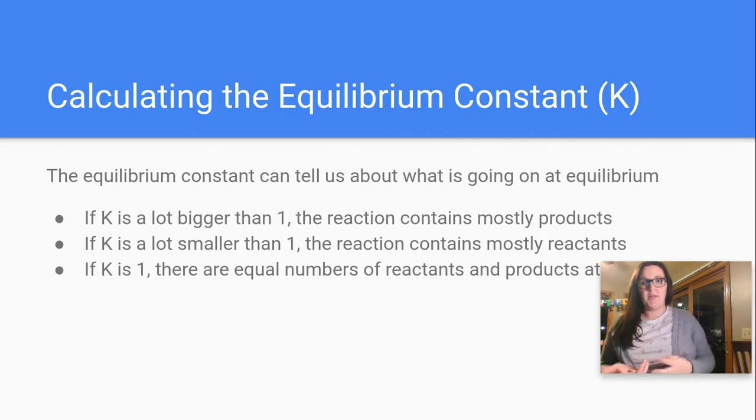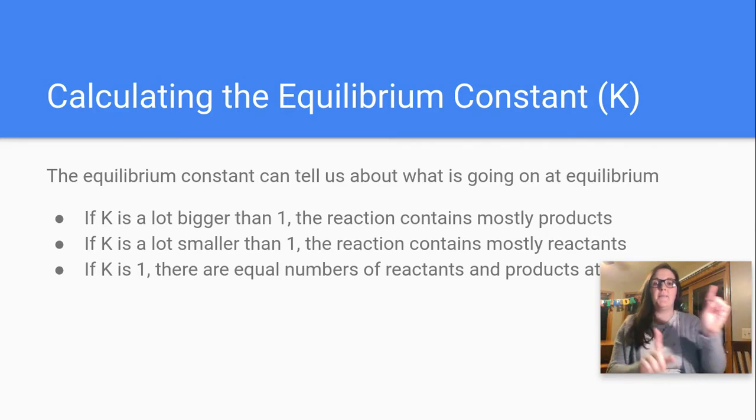If we have the opposite of that, where K is a lot smaller than 1, that means that the reverse reaction is proceeding faster than the reactants can break down and make new products. And then we have where K is equal to 1. This is rare, where we have equilibrium where the reactants are turning into products, the products are turning back into the reactants, and that's happening at the same time, and there are equal numbers of products and reactants. So when we calculate K, it tells us a little bit about what kind of equilibrium we're at and what kind of reaction we have.